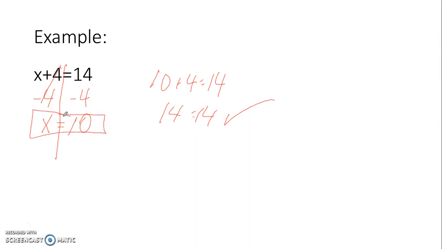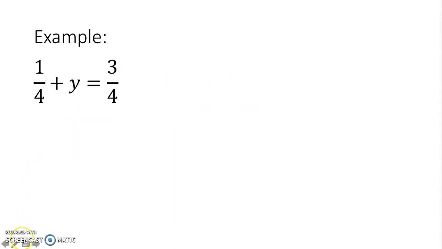All right, so this so far should be a review from last year. But what we're going to really focus on is those rational numbers. So those positives and negatives, fractions and decimals. Let's take a look at this example. This is the same type of thing. We're going to draw that line down the middle of the equal sign to keep ourselves organized.